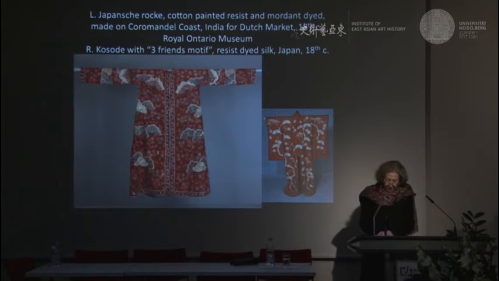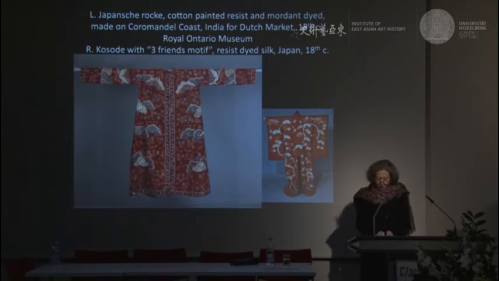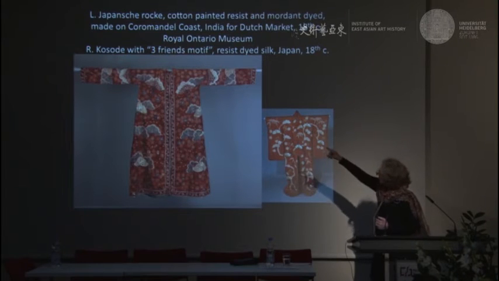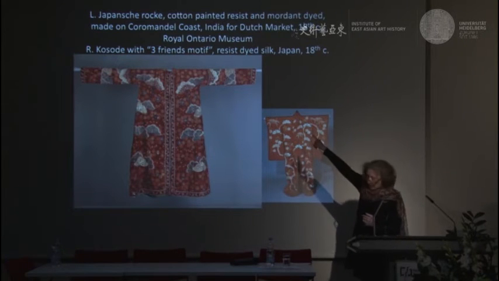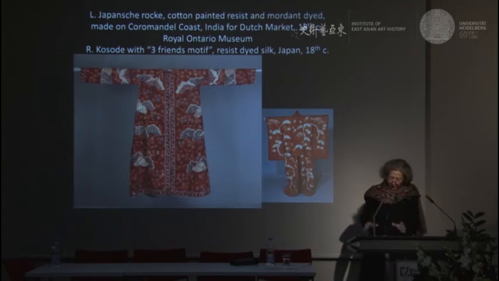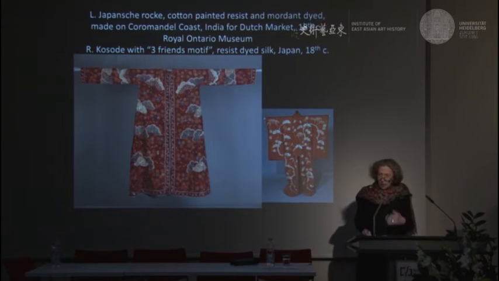Now, in a 1960 article, Brett pointed out that the cotton robe that you see on the left here not only reinterprets the three friends motif, that is the pine, plum, and bamboo motif, but it also translates the kanoko shibori, or tie-dye technique that was used in Japan, into a kind of cross-hatch that you can barely make out on the upper sleeve. I'm afraid I don't have details. So there are multiple kinds of translation being carried out here.